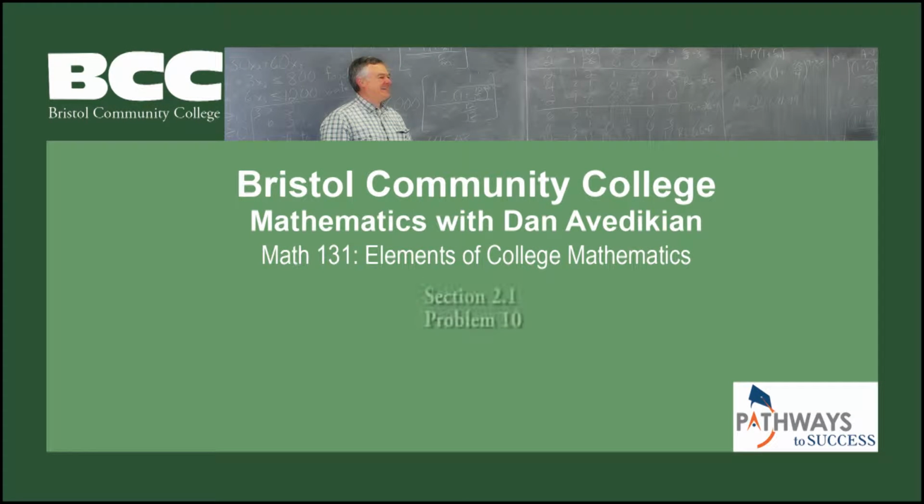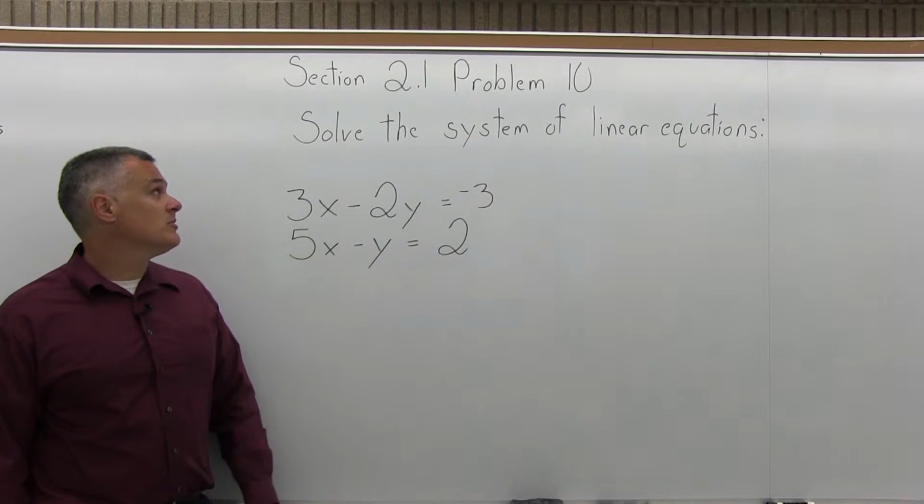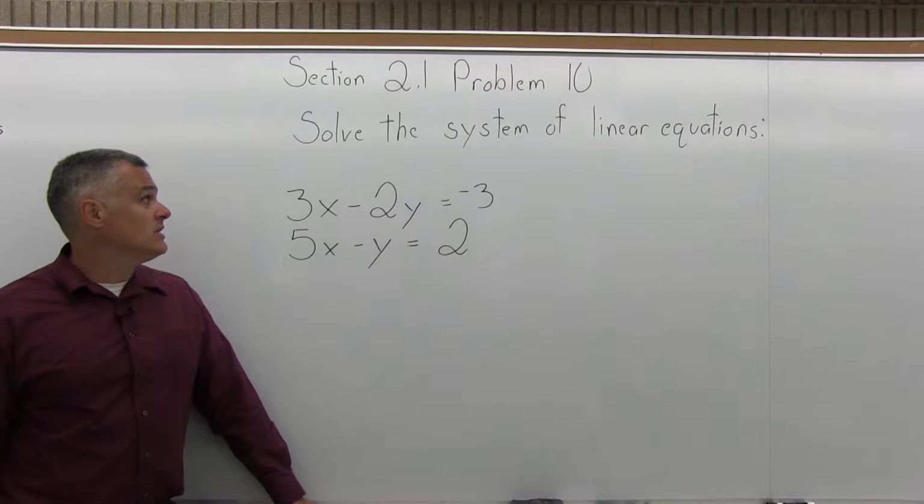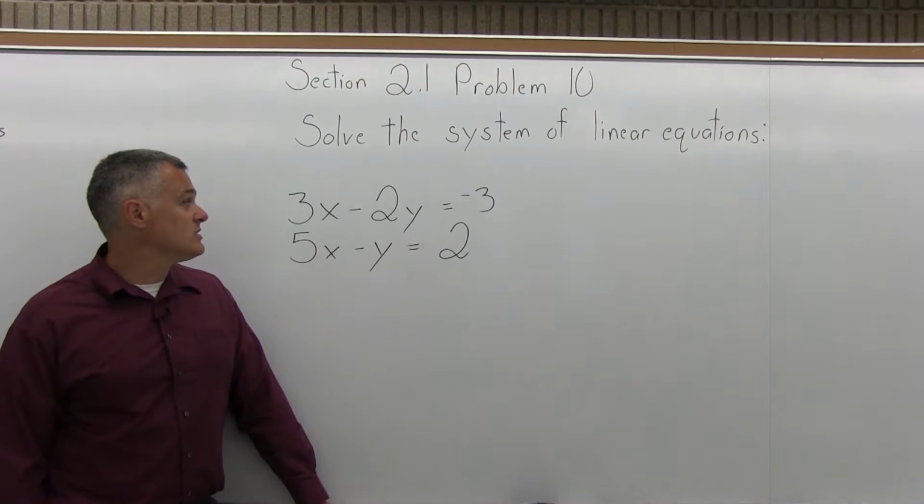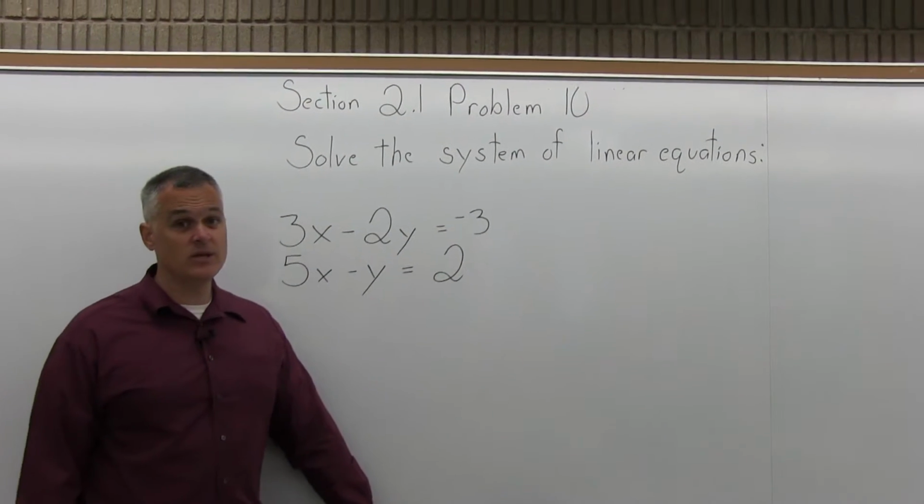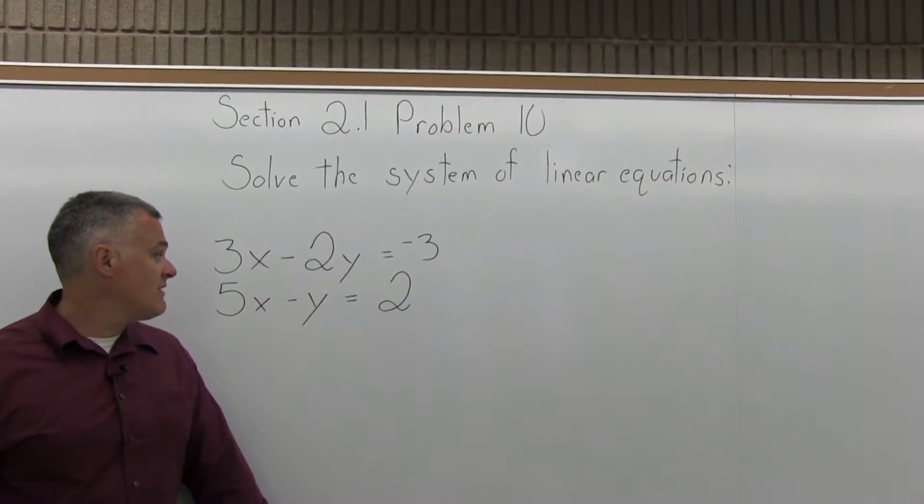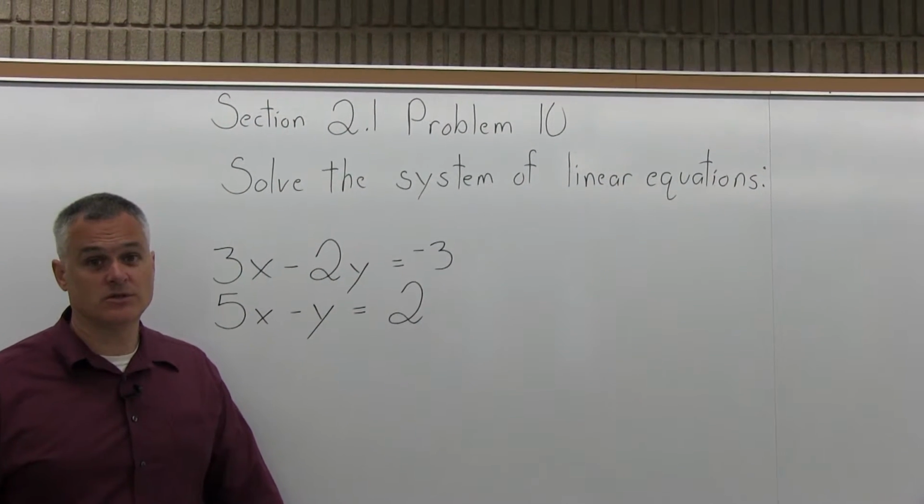Bristol Community College, Mathematics with Dan Avedikian, Math 131, Elements of College Mathematics, Section 2.1, Problem 10. Solve the system of linear equations 3x minus 2y equals negative 3 and 5x minus y equals 2.